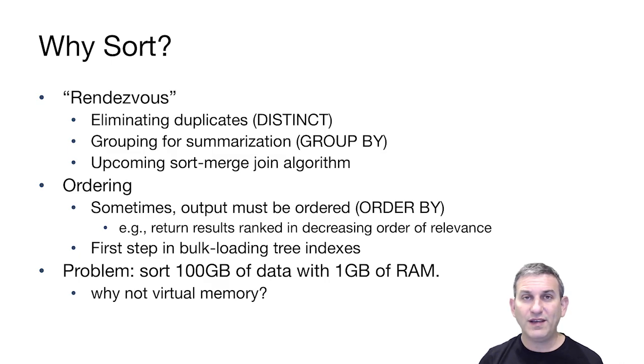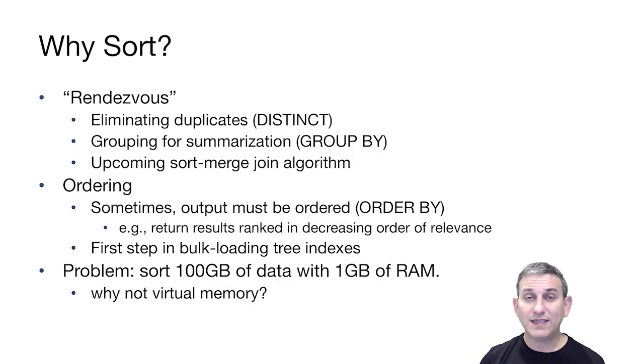The first is for rendezvous, for getting together tuples that need to be processed together in memory at the same time. So in the same place at the same time. That's why we call it rendezvous. One example of this is to remove duplicates, like SQL's distinct clause. We need to get all those duplicates together in some way and keep just one of them as a representative. Similarly, for summarization, like SQL's group by clause, we need to get all the members of a group together in some way and compute a summary over the members.